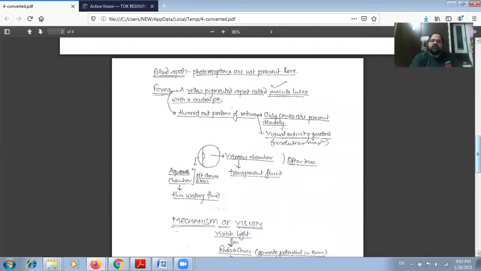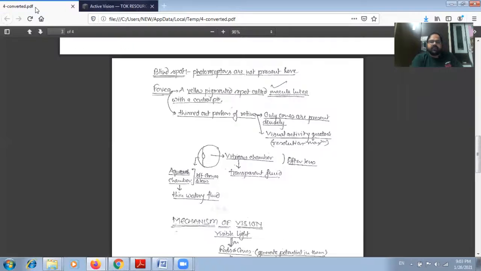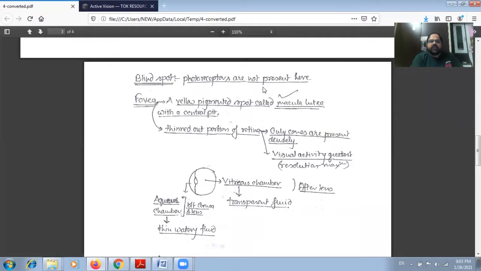Now we will talk about the blind spot, as we had seen here. We will talk about this blind spot and fovea centralis. So we have seen already here, this is the fovea centralis and this is the blind spot. So there is some detail about these spots. Blind spots are the spots on the retina where no photoreceptor is present. So the spot on the retina where photoreceptors are absent is called the blind spot.